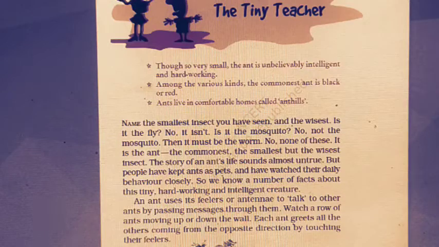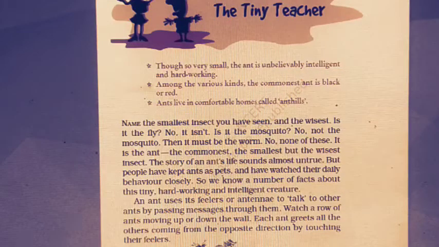People have kept ants as pets, have watched their daily behavior closely, so we know a number of facts about this tiny, hardworking, and intelligent creature. An ant uses its feelers or antenna to talk to another ant by passing messages through them.